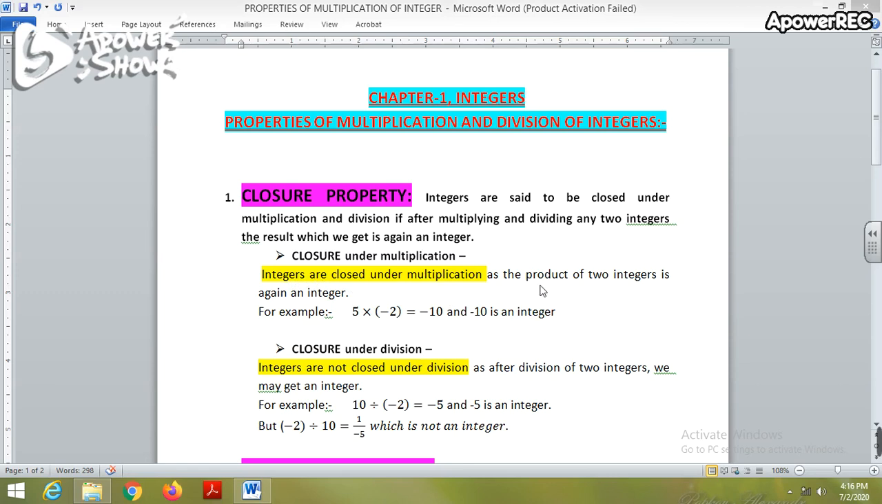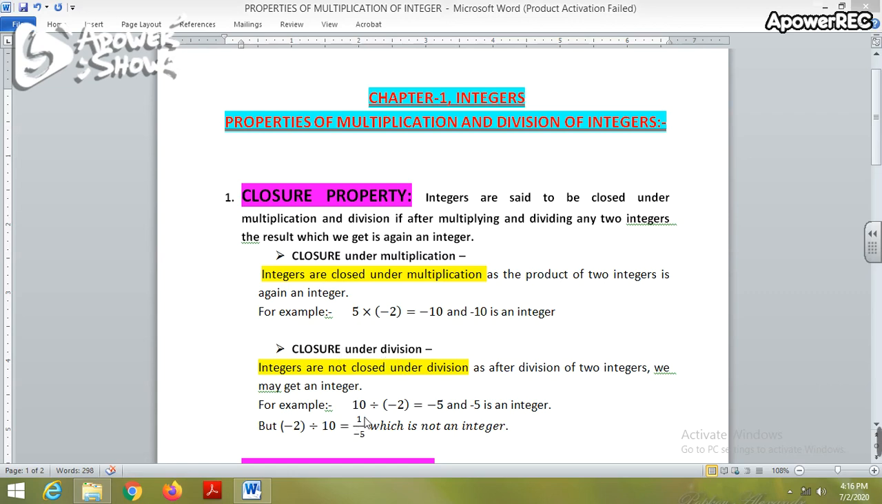Why? Because the product of these two integers is also an integer. You can take any two integers, you always get a result which is an integer. So integers are always closed under multiplication. Now let's see whether integers are closed under division or not.